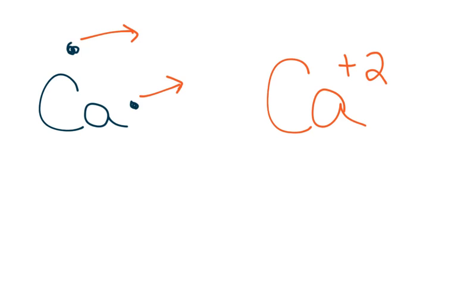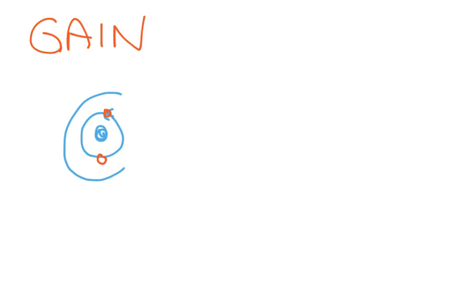Piece of cake. Second thing that can happen is atoms can gain electrons. If you gain electrons, I want you to think about this. Let me draw you chlorine. Chlorine has 2 electrons in that first level. The second level has that s2p6, so that's going to be 8 of these guys.